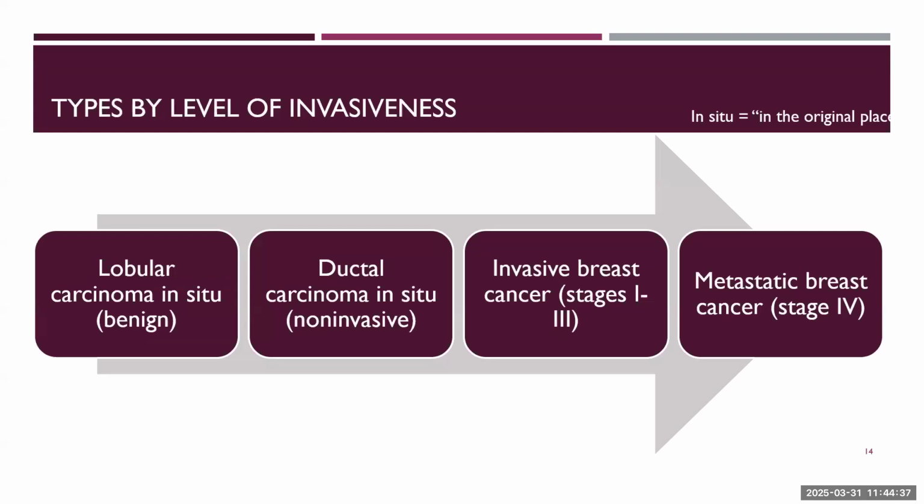So in terms of level of invasiveness for breast cancer, we have lobular carcinoma in situ, which is benign, so this is not considered breast cancer. And then we have ductal carcinoma in situ as well, which is non-invasive. Where we start to get into invasive breast cancer is stage 1 through 3. And then stage 4 is going to be metastatic breast cancer, where it has spread to other organs outside of the breast.